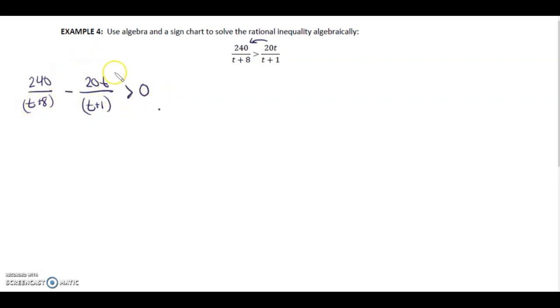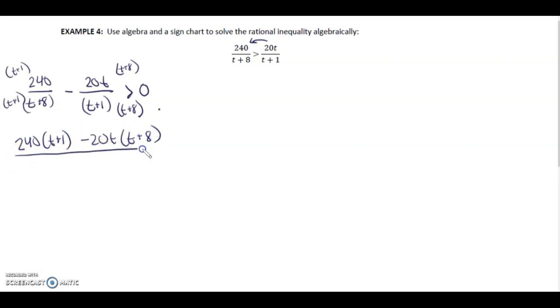So we have to find a common denominator. I'm going to multiply by t plus 8 over t plus 8, and then I'm going to multiply by t plus 1 over t plus 1. So I get 240 times t plus 1 minus 20t times t plus 8, all over t plus 8, t plus 1, greater than 0.